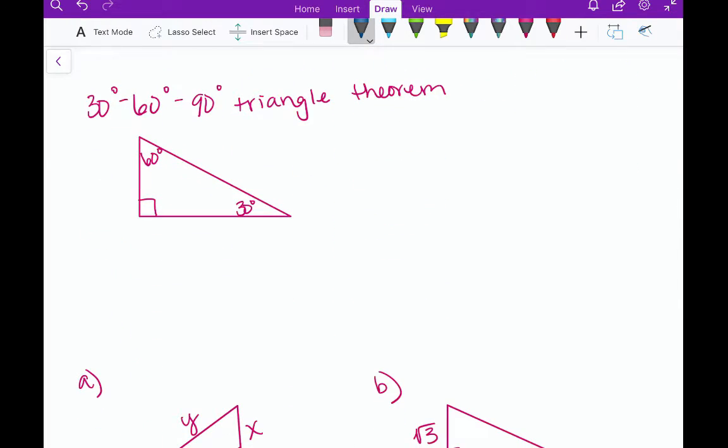Now we're going to look at the 30, 60, 90 triangle theorem. This is also a special right triangle, but this time we have a 30, 60, 90, not 45, 45, 90.